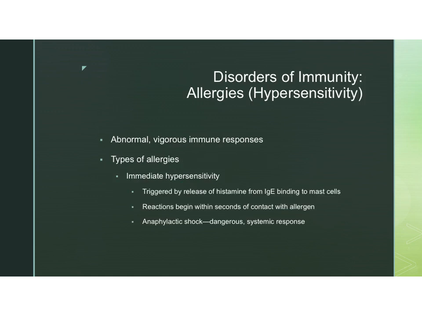The immune system can also experience some disorders. So one of those is allergies, or hypersensitivity. It's when you have an abnormal, vigorous immune response. And there's different types of allergies. So there's immediate hypersensitivities, and these are triggered by the release of histamine from IgE binding to mast cells. And there's reactions that begin within seconds of contact to the allergen. So this is when you touch something and immediately you break out, or you eat something and immediately you go into anaphylaxis.